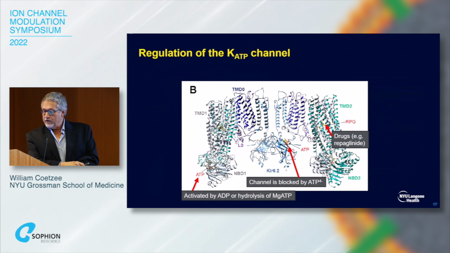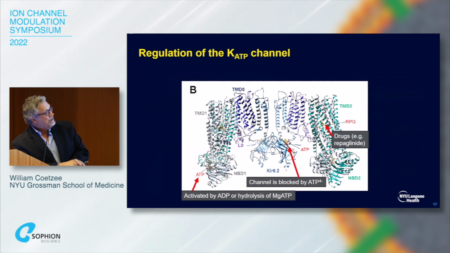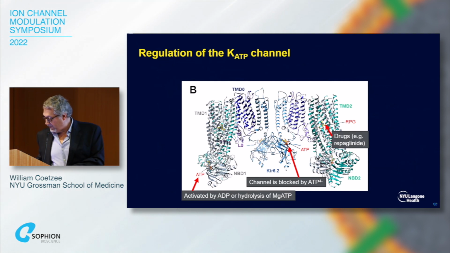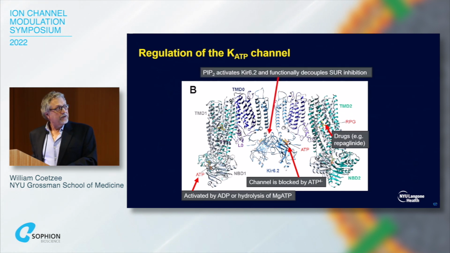KATP channels. You've heard how the channel is regulated by ATP and ADP. It's blocked by intracellular ATP, and the drugs normally bind to the sulfonylurea receptor. What you've not heard so far is that the channel is also regulated by PIP2, and this is something that was discovered quite a while ago by Colin and others.